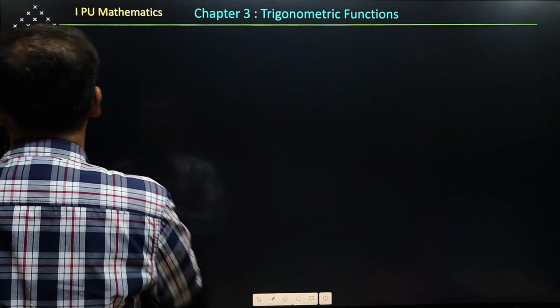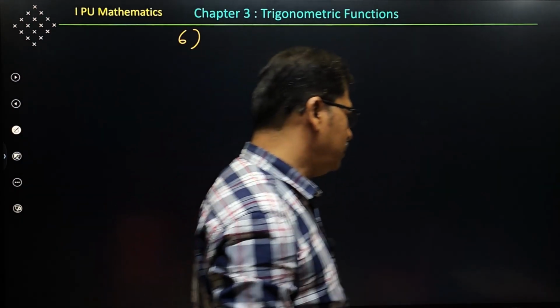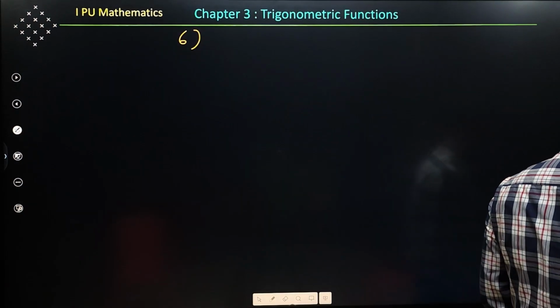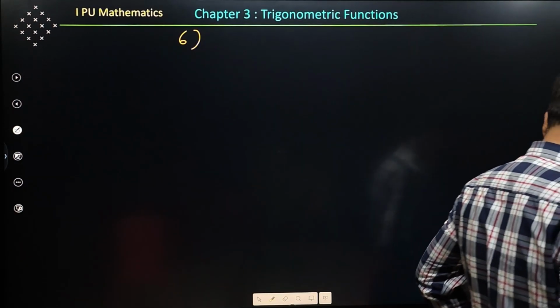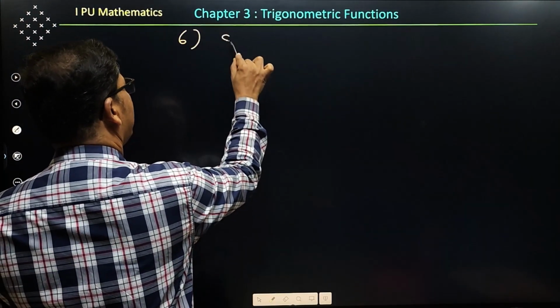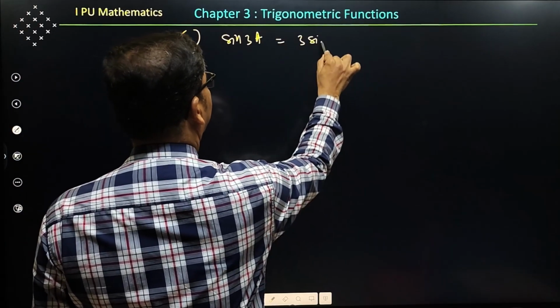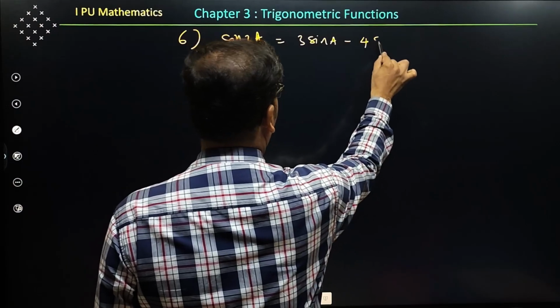Now next, the sixth one, another result I would like to prove. These are the 3a results: sin 3a and cos 3a results. Sin 3a is equal to 3 sin a minus 4 sin cube a.